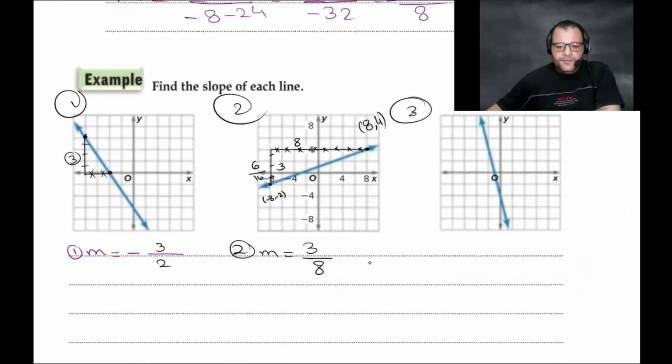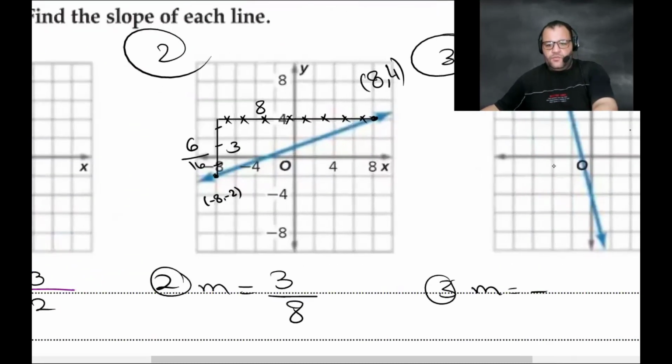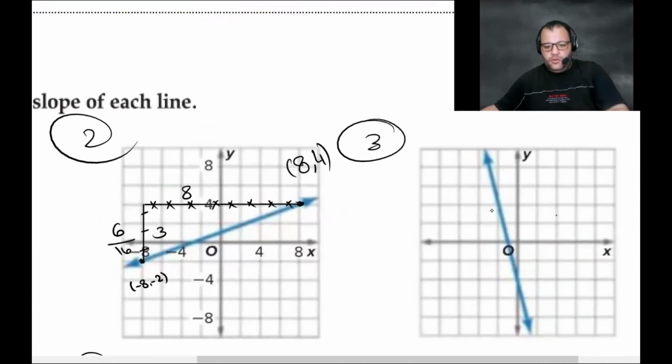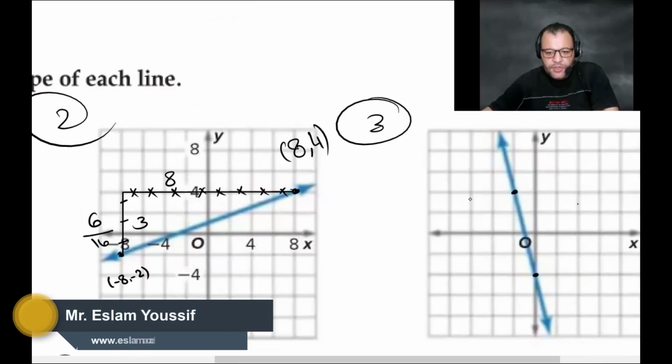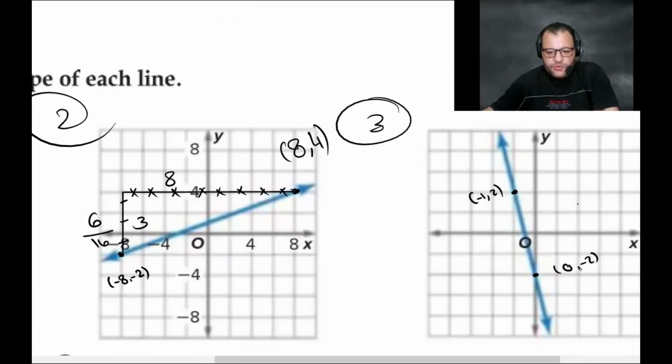For number 3, the slope is positive or negative? Negative. We need to find 2 points lying on the graph. Let me check this one. The first one, 0 and 2. Just a minute to find 2 points. Okay, that's the first point. We need another point. Negative 1 and 2. And the point here, which is 0 and negative 2.